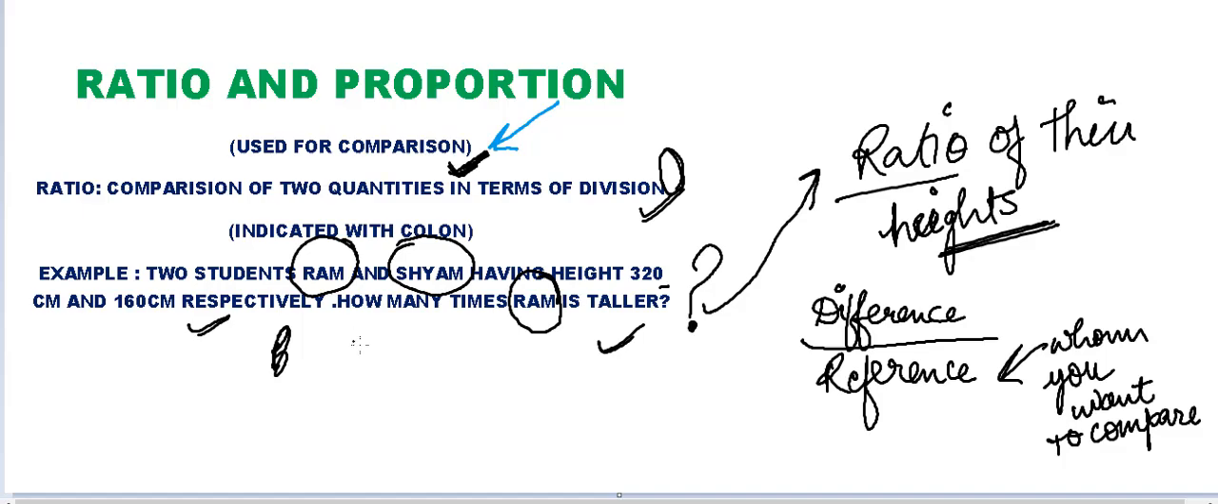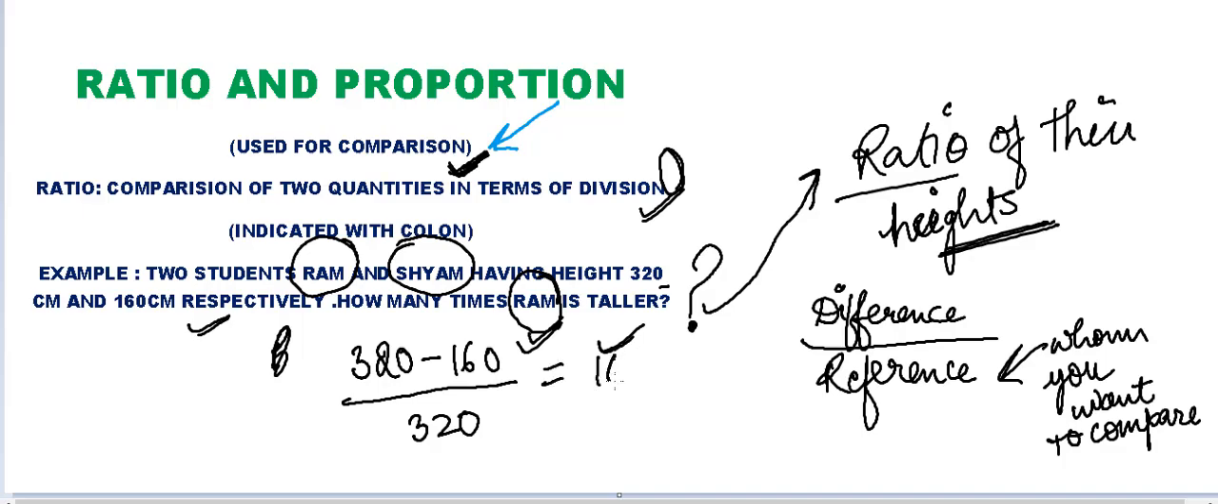the difference between the two is 320 minus 160. Now I will be taking the reference. Reference here is Ram. The height of Ram is 320. So here I can see it's 160 and it's 320. So here comes the ratio as 1 over 2.